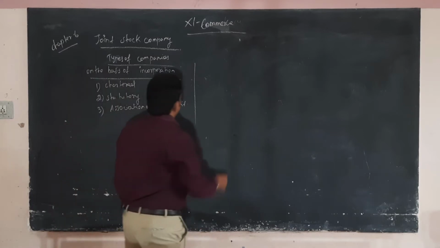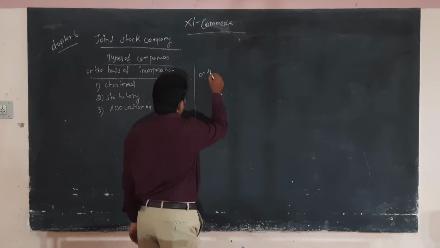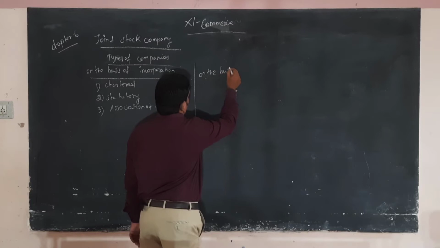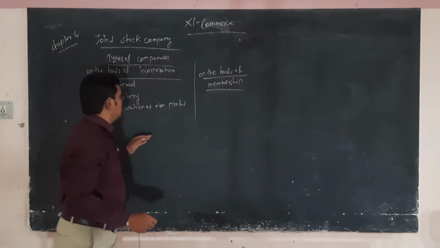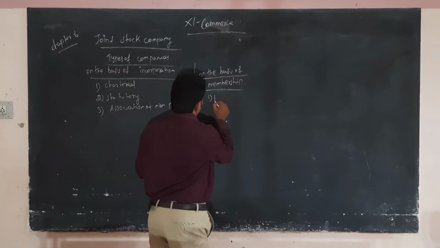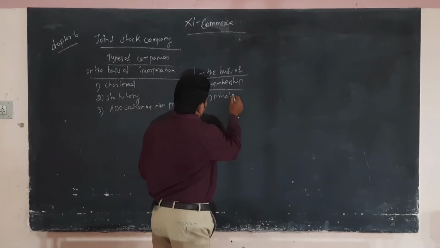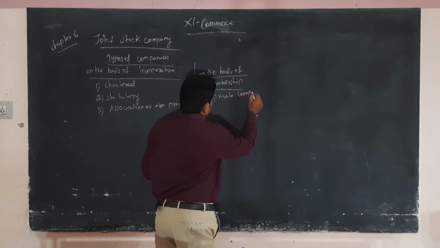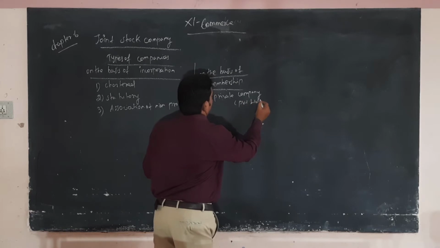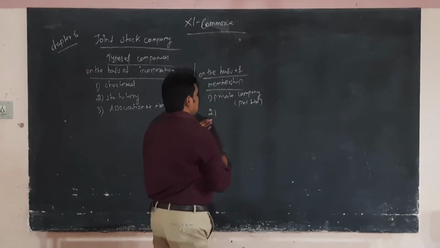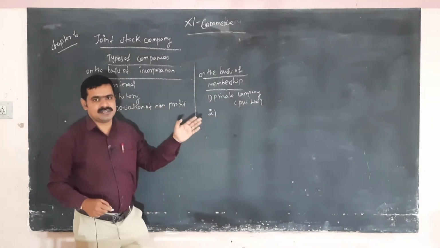Next one, on the basis of membership. The membership in the sense of a private company. A private company is simply known as a private limited. So a maximum of 200 members can become shareholders in this company.